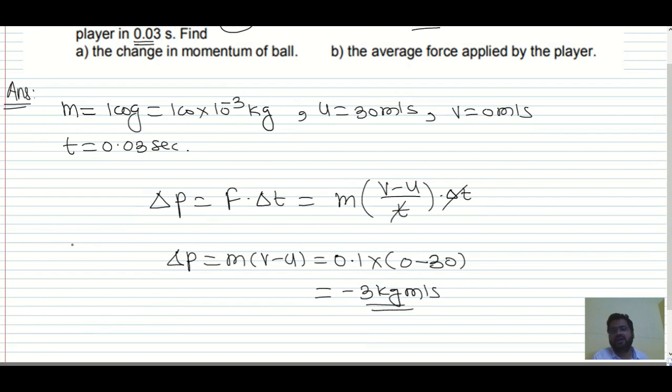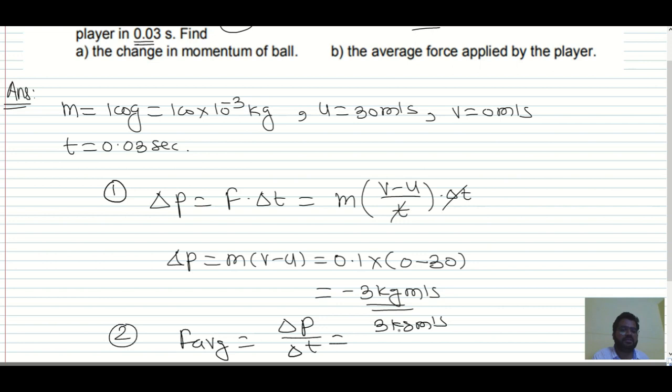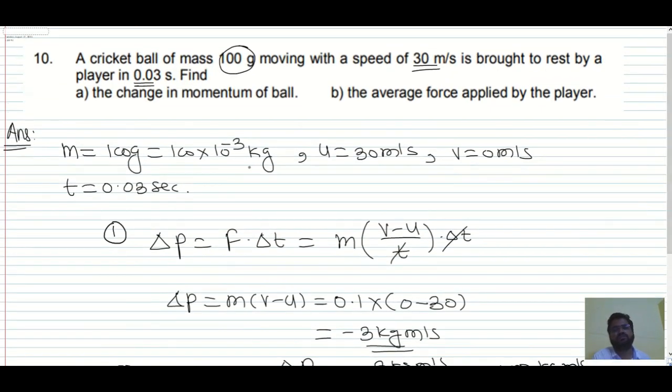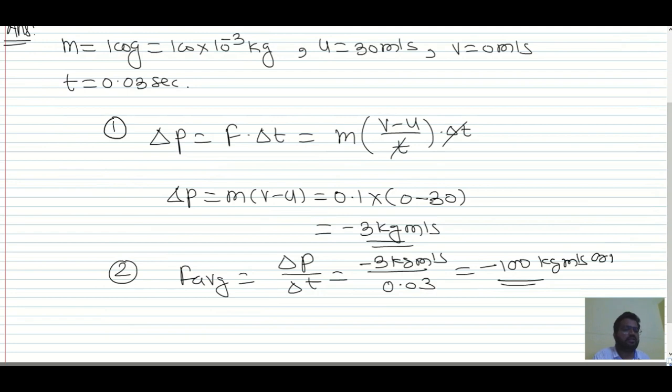Average force. So average force we have is equal to change in momentum by change in time. So that is equal to change in momentum we have, 3 kg meter per second, by time we have, 0.03. And as you can see, average force we have is minus 100 kg meter per second. So this is the answer for the average force. So for part B, the answer is 100 kg meter per second, or else Newton second you can write. So I hope this is clear.